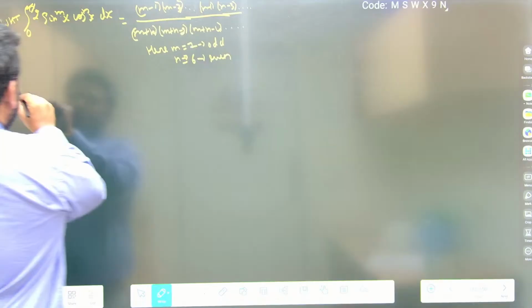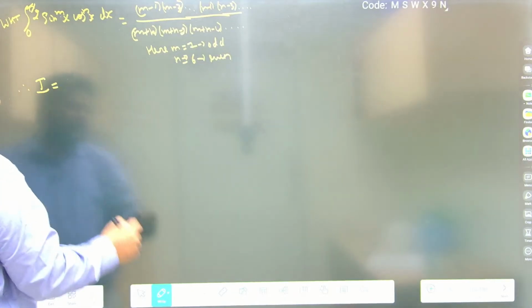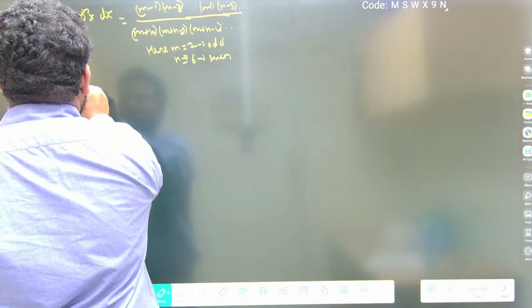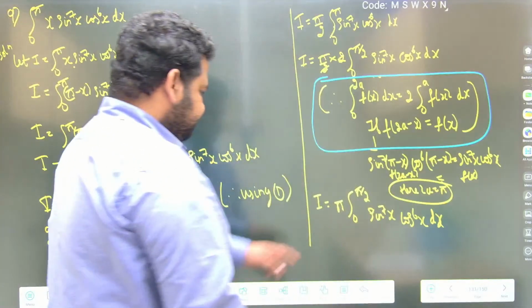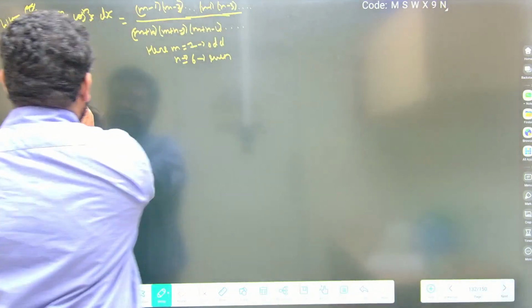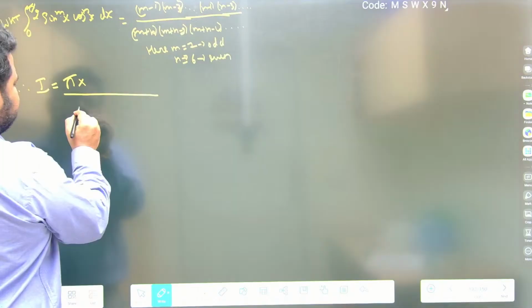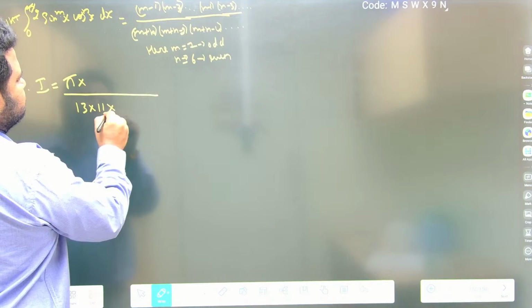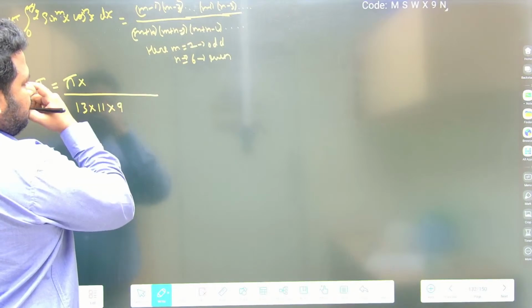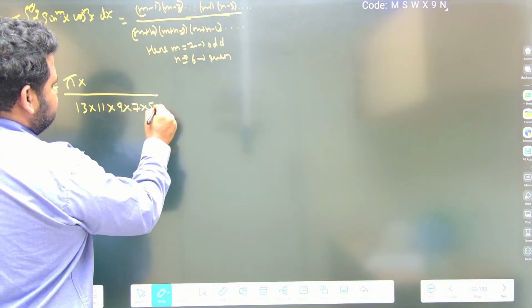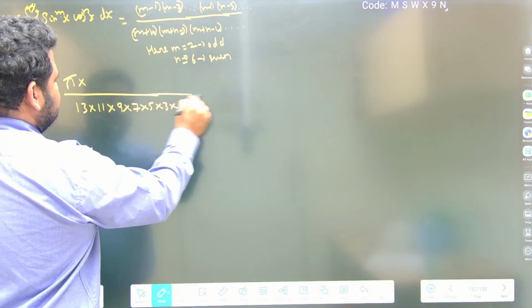Now therefore I is equal to, here pi is there, so pi will be here as it is, into the formula. M is 7, n is 6. M plus n is 7 plus 6, 13. 13 minus 2 is 11, minus 2 is 9, then 7, 5, 3, 1. This is what I will have in the denominator.